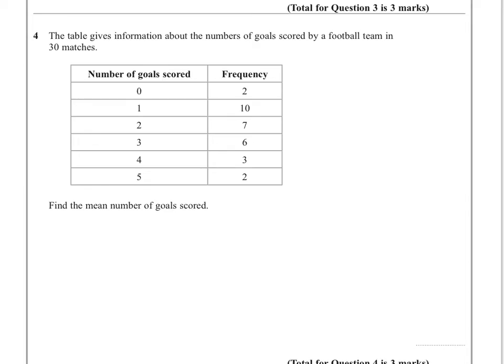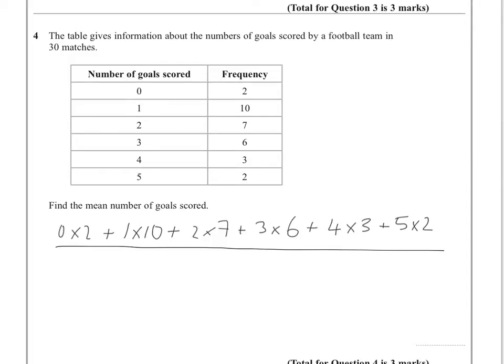To find the mean number of goals scored, well, we need to sum the number of goals scored. So in 2 matches we have 0 goals, so 0 times 2, plus in 10 matches we have 1 goal, so 1 times 10, 7 matches 2, etc. So the sum of that gives me the total number of goals scored, and I know that that's in a total of 30 matches. So divide by 30, which would give me the mean number of goals scored per match, which is 2.13, and we can leave our answer like that.